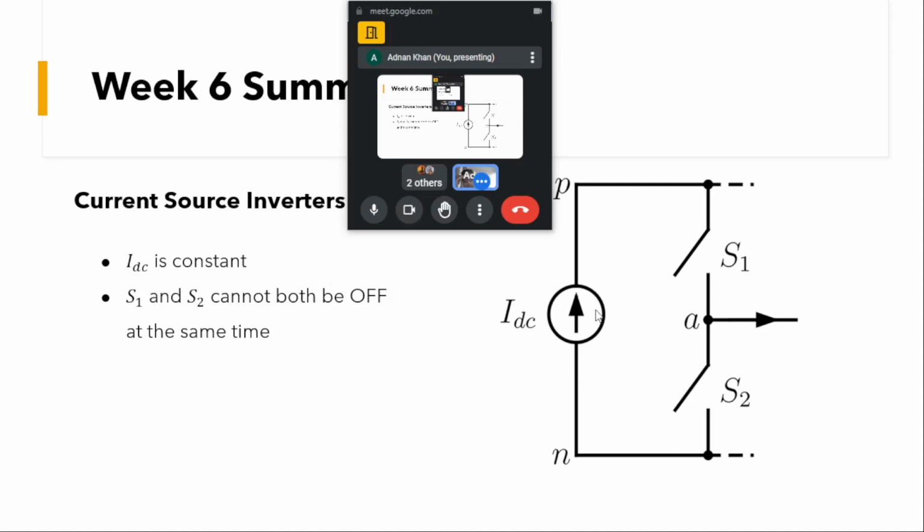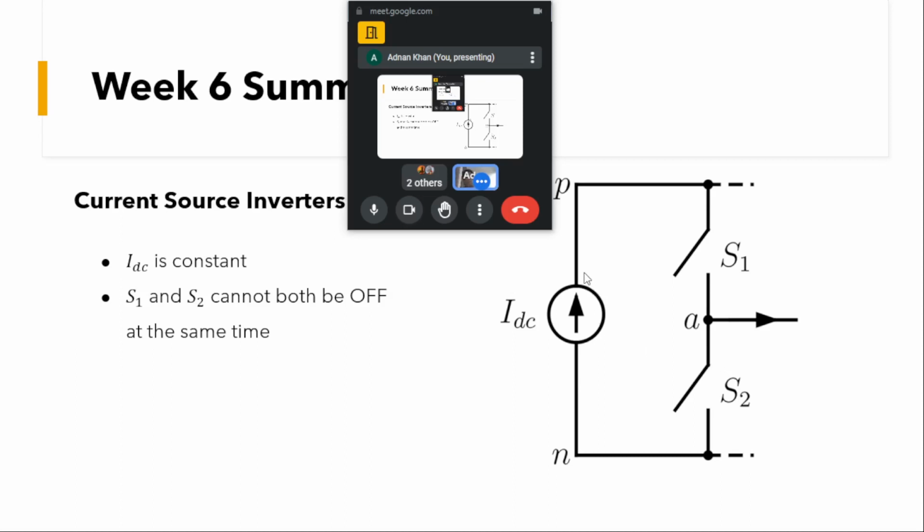In a similar way, since this is a constant current source, we can turn on S1 and S2 simultaneously in this topology. If S1 and S2 are simultaneously turned on, current can flow through S1 and S2 and back to the source, so it will have a path. But what we have to keep in mind is that in a current source, our current should not get interrupted. That means we cannot have a condition where S1 and S2 are both off.